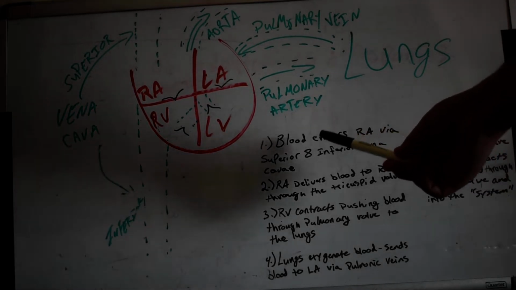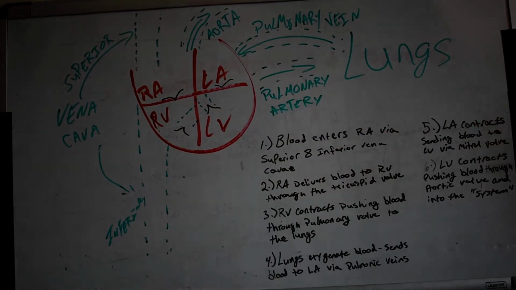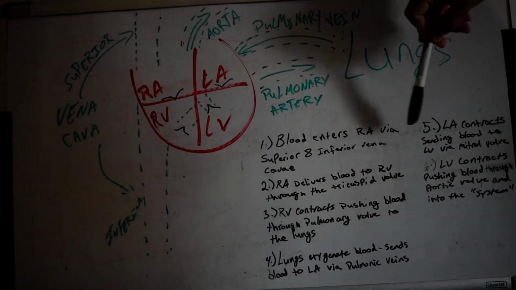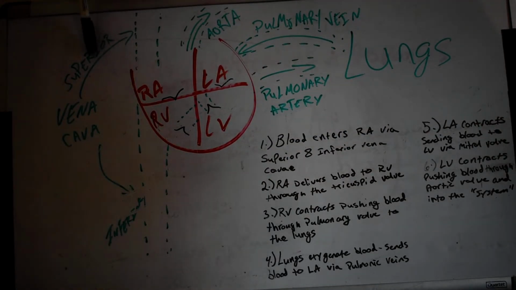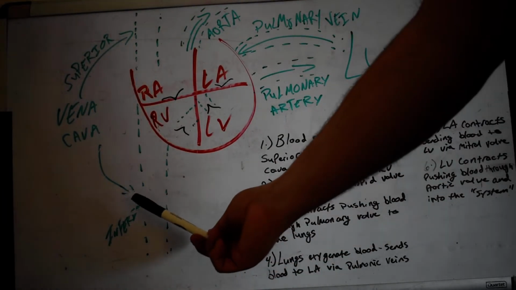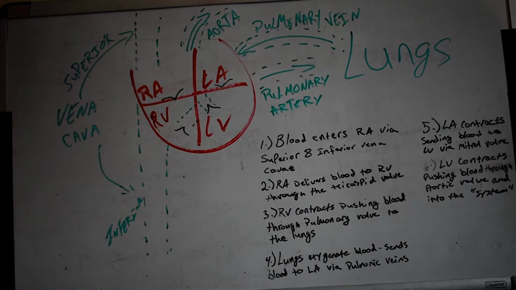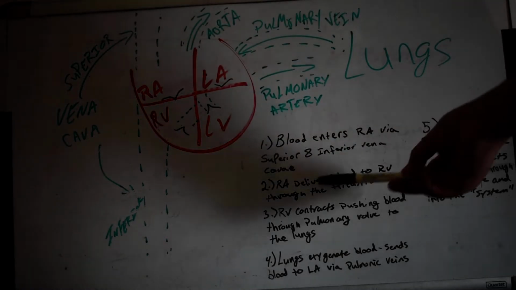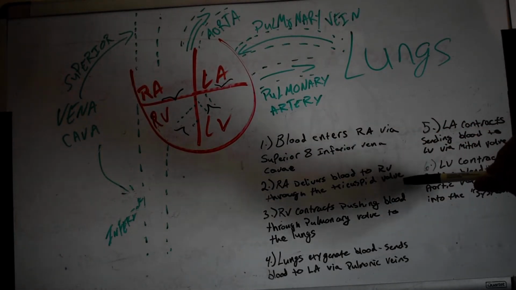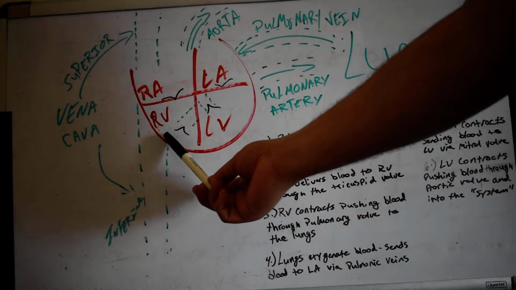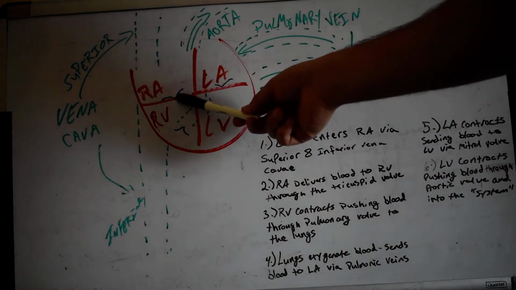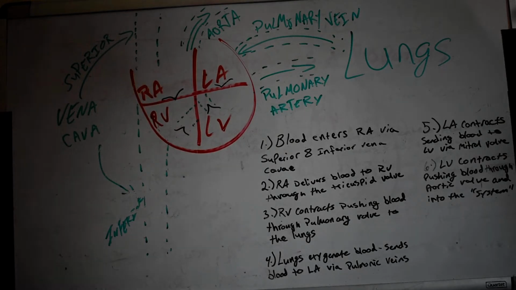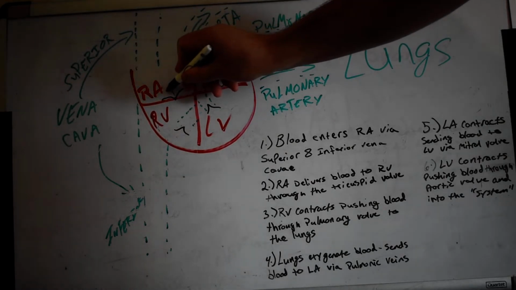Step number 1, blood is going to enter the right atrium through both the superior and inferior vena cava. Flows in through the right atrium. The right atrium is then going to deliver blood to the right ventricle, and that blood is going to flow through the tricuspid valve. So, tricuspid valve.